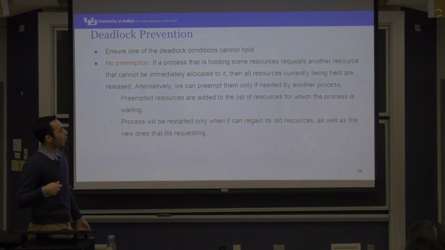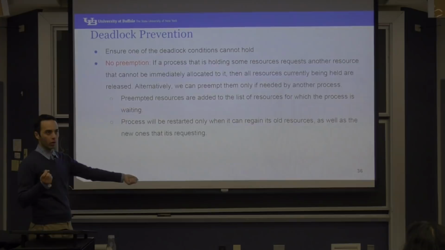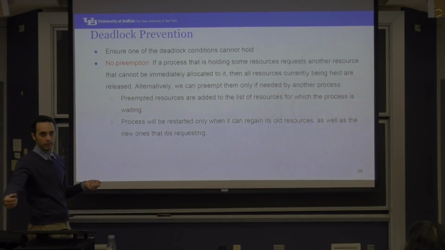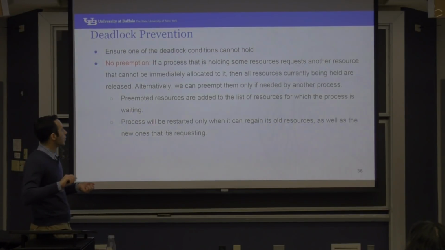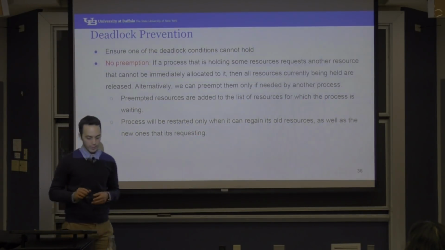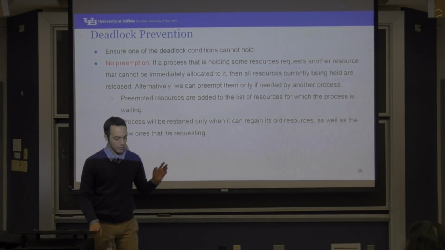If a process that is holding some resources requests another resource that cannot be immediately allocated to it, then that's the hold and wait situation. So let's do this: all resources currently being held are released, and we're going to talk about the alternate, right? And then preempt them. The preempted resources are added to the list of resources for which the process is waiting, and it will restart only when all of them are granted. So let's take an example here.